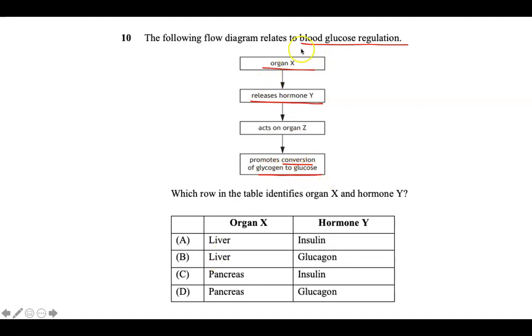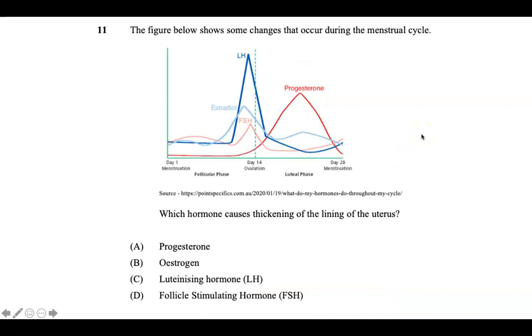Now, then we need to determine whether organ X is going to be the liver or the pancreas. You might be easily mistaken into thinking that the liver is organ X, so that's where the hormone comes from. But actually, it's the pancreas that releases glucagon, which acts on the liver to promote that conversion of glycogen into glucose. So the answer we're looking for there is D.